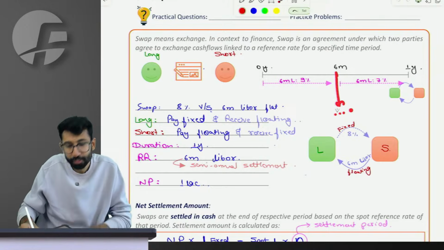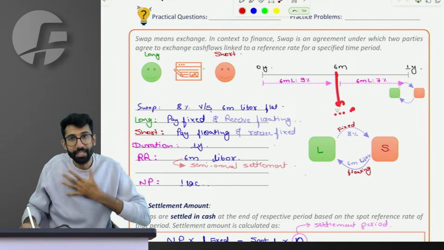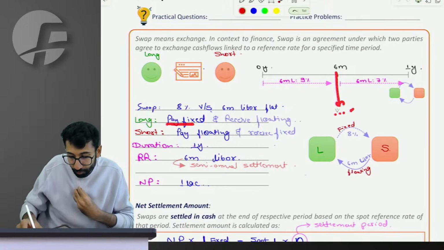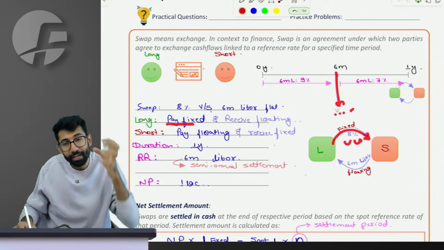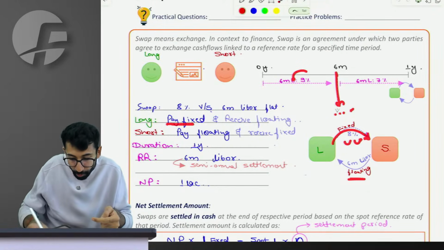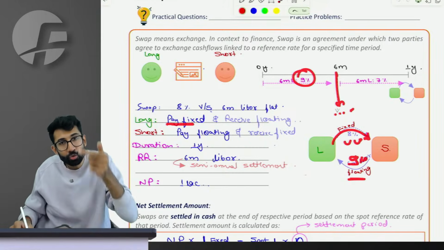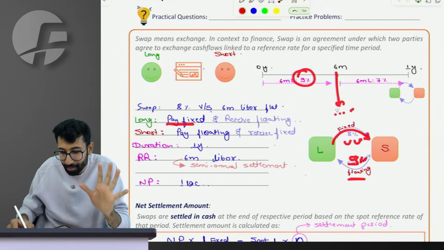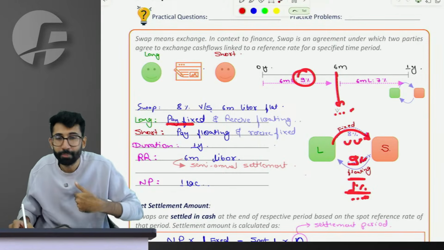At the end of 6 months, what will happen? I know that I have to pay you the fixed rate, because that was the agreement of 8%. And you have to pay me whatever the 6-month LIBOR is, which has turned out to be 9%. So I have to pay you 8, you have to pay me 9. So net, you can pay me 1%. But can you pay me a percent?